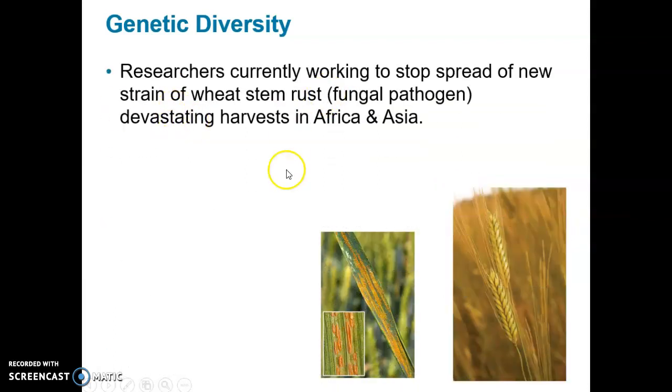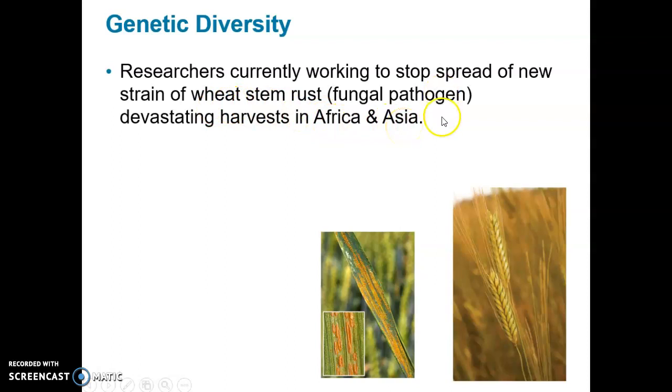Also, researchers are working to stop, for an example, a strain of a fungus pathogen that's called a rust. So there's something called a wheat stem rust that's devastating wheat harvests in parts of Africa and Asia and just devastates the crops. So if you remember, fungi consume organisms by secreting digestive enzymes and eating the organisms that way, usually when they're dead, but rust can attack living plants, and in doing so will reduce wheat harvests in lots of parts of the world.